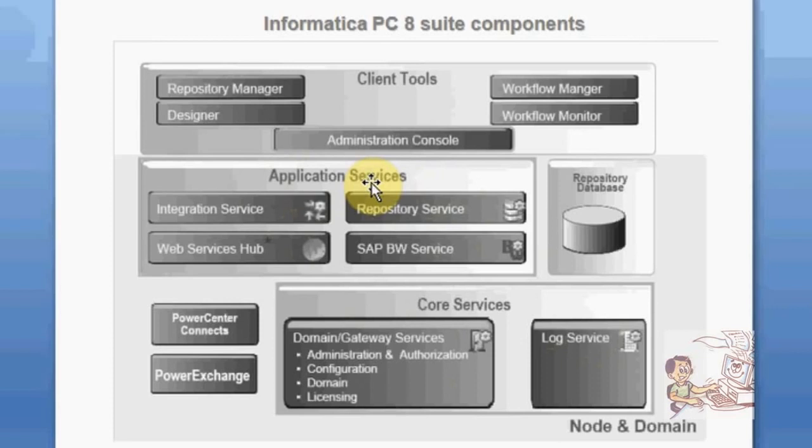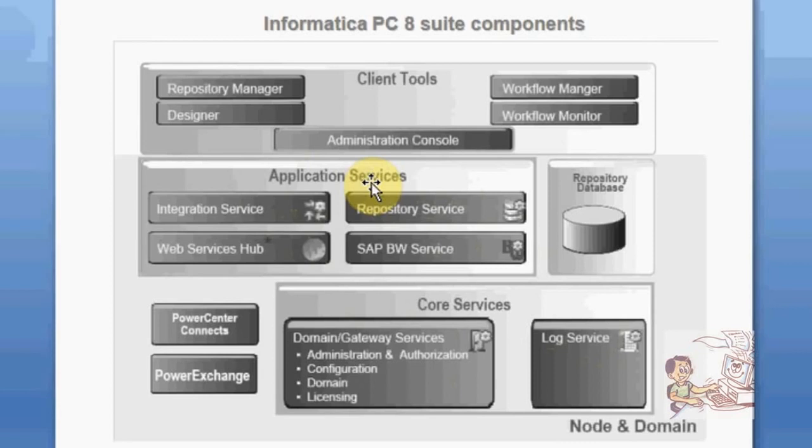The repository service contains its own repository database. Each and every repository contains its own repository database. We use the repository database to store the metadata information: user related privileges and group related privileges, importing the sources, target connections, mappings, sessions. Every piece of metadata information is stored in the repository database. After that, we create the integration services.